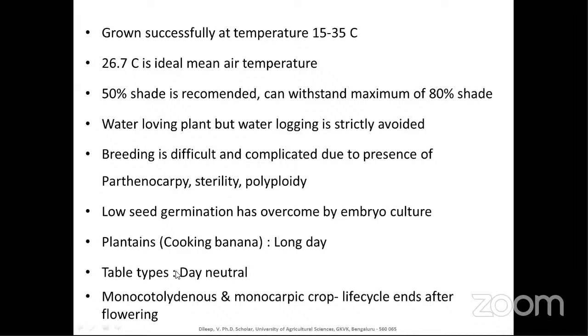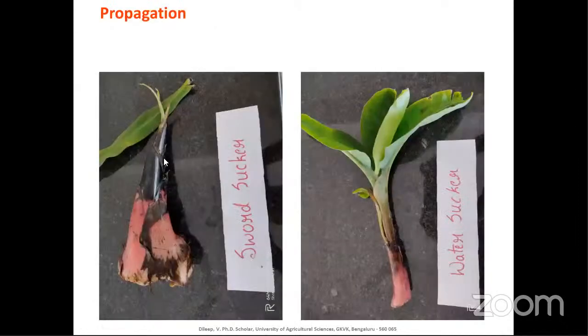So we know that it is a monocotyledonous and monocarpic crop. What is monocarpic and polycarpic? Monocarpic means it has only one life cycle. When there is an emergence of inflorescence, the growth is terminated. The vegetative growth terminates and the life cycle also ends with the inflorescence. This habit is also seen in bamboo. The bamboo, I think you might be aware, flowers once after 50 or 60 years, and after that it will die.